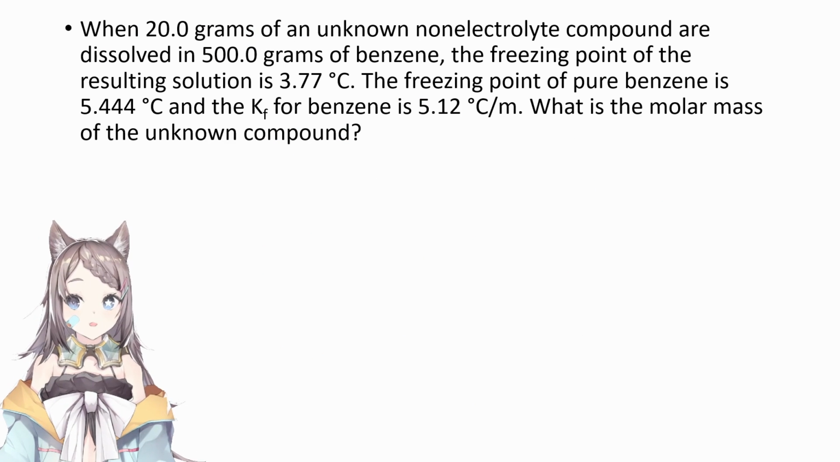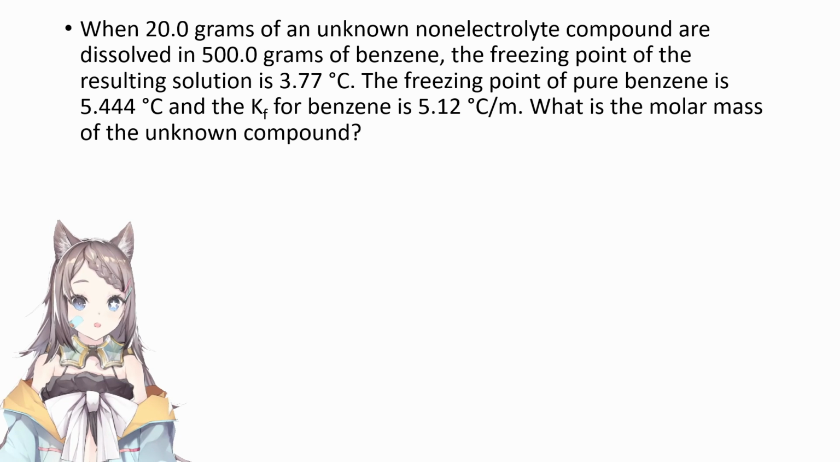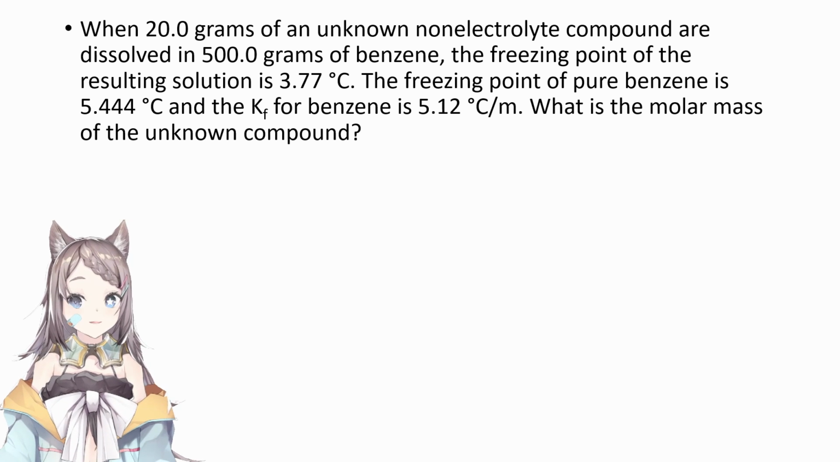Okay, so we have problem number 3. This is again related to our freezing point depression. When 20 grams of an unknown non-electrolyte compound is dissolved in 500 grams of benzene, the freezing point of the resulting solution is positive 3.77 degrees Celsius. The freezing point of pure benzene is 5.444 degrees Celsius, and the freezing point constant for benzene is 5.12 centigrade per molal. What is the molar mass of the unknown compound?